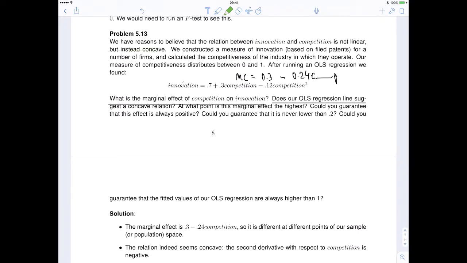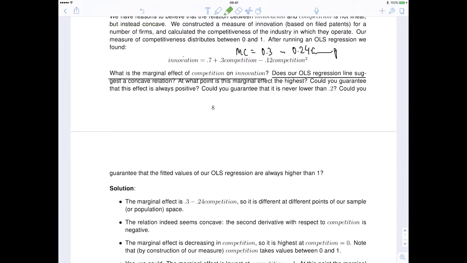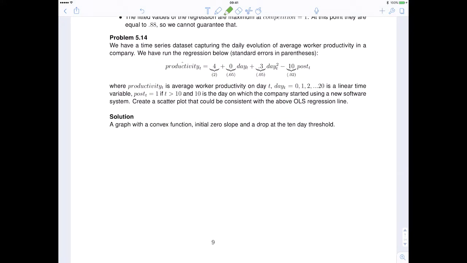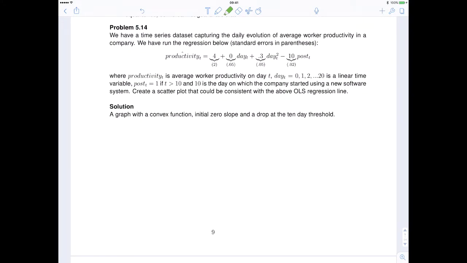Similar situation, we look at concave. Does our line suggest the concave relationship? Yes, it does. At what point is the marginal effect the highest? So similar thing as before. I think that question is something that you could easily do.